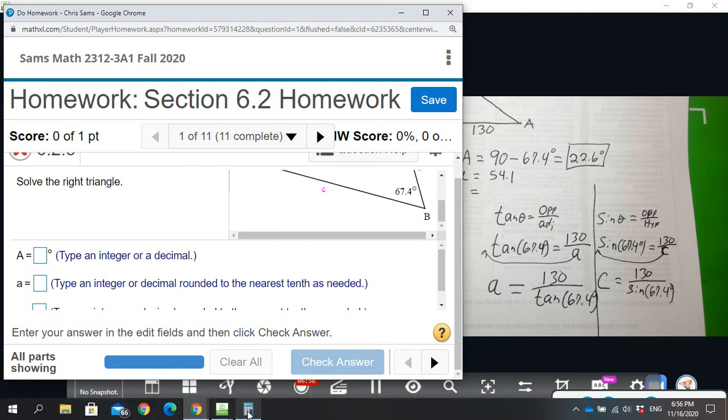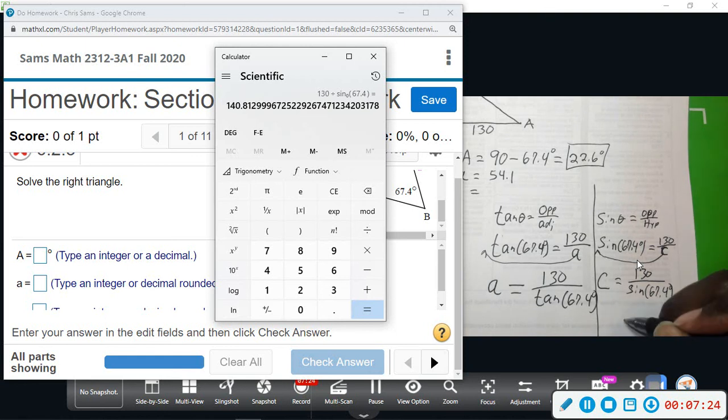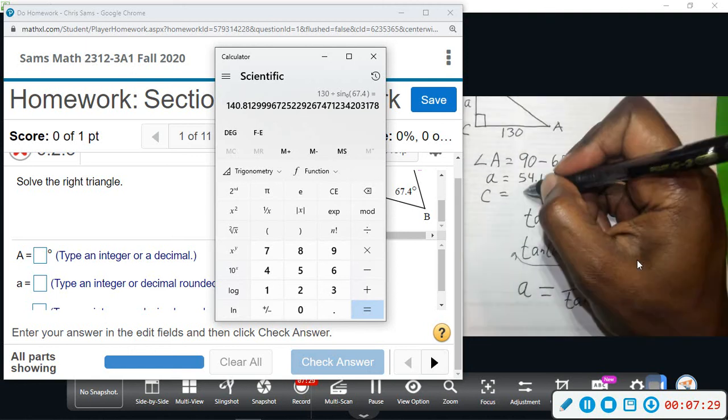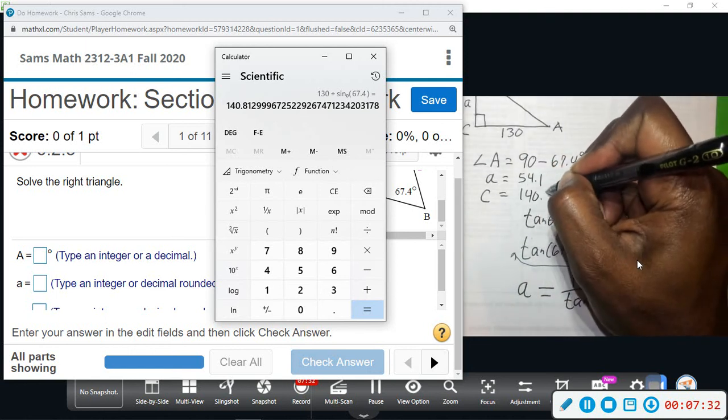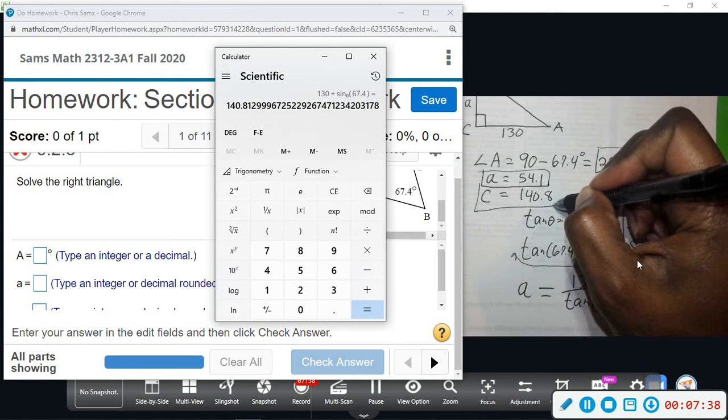Okay, calculator, clear. We're going to do 130 divided by 67.4, and then trigonometry, sine of 67.4. All right, looks good. Enter, and we get 140.8. Which is what we'd expect, 140.8. So up here I'm going to write 140.8.